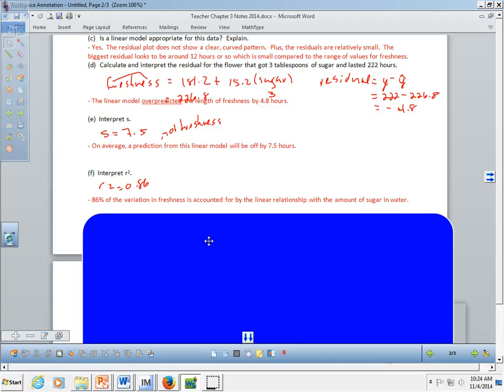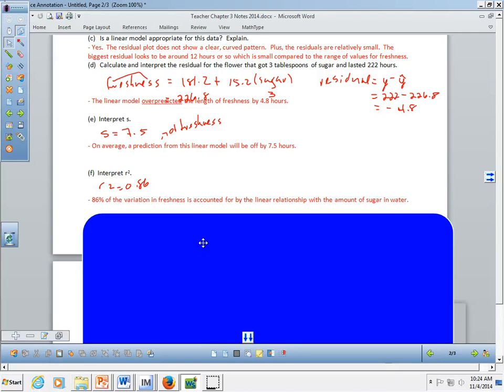Okay, so all in all, does it make sense to suggest that sugar might affect the length of freshness of flowers if you put sugar in the water? Certainly seems to. I'm really careful about how I word that stuff, and we'll get to that in just a minute. But that's where you're going to find all your information from the Minitab output.